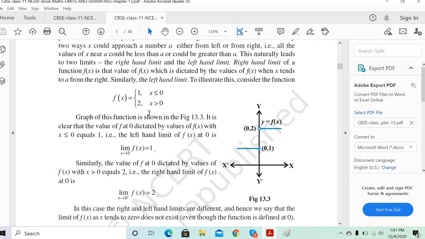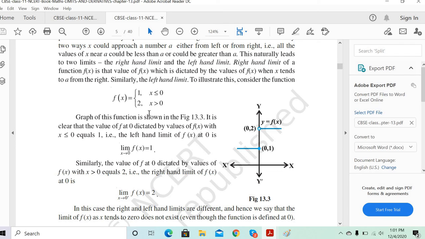Now look at the figure from here. It will be very clear to you. When x is less than or equal to 0, the f of x value is 1. So all the negative values of x come on the straight line. Can you see the straight line parallel to the x-axis at 0, 1? And then you have a dark circle there. Dark circle means when x is equal to 0, f of x is equal to 1 only.